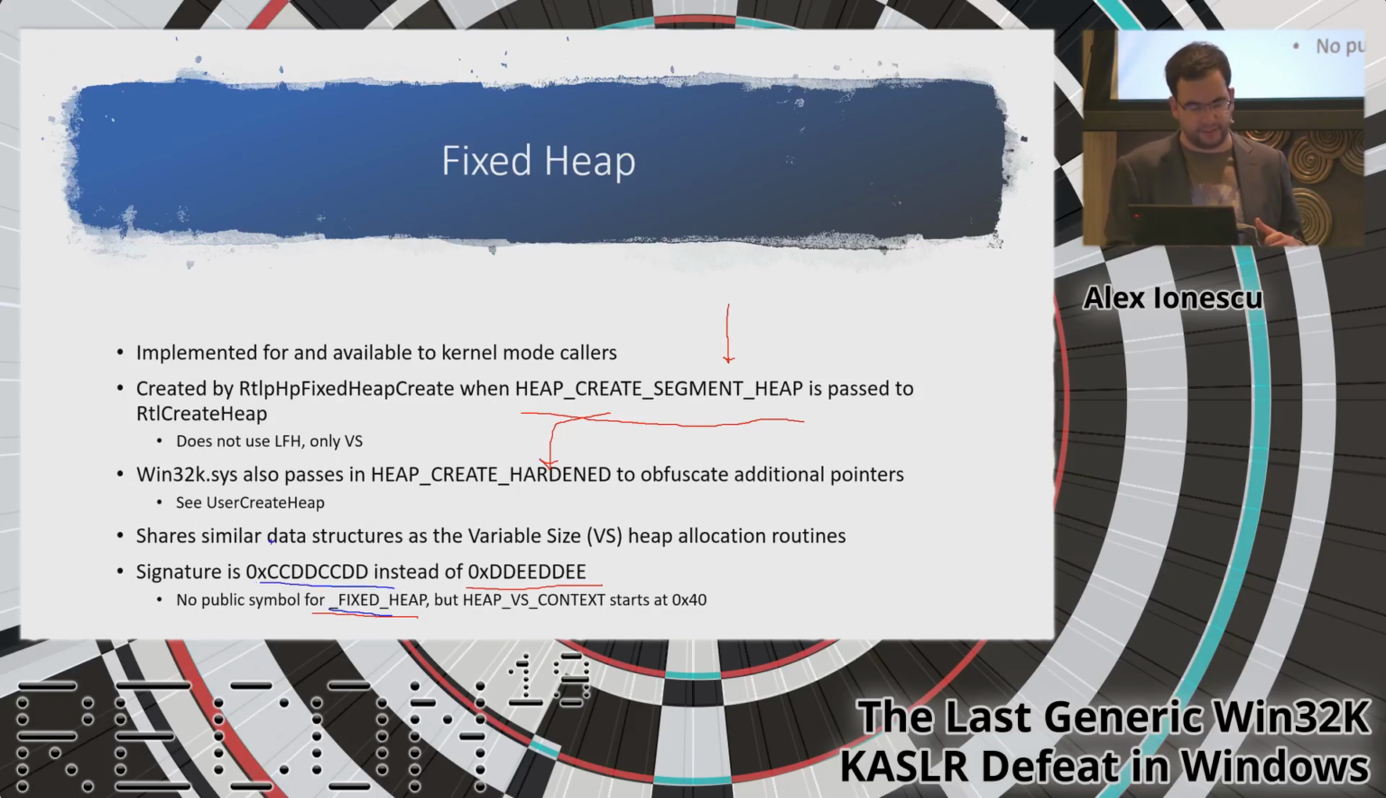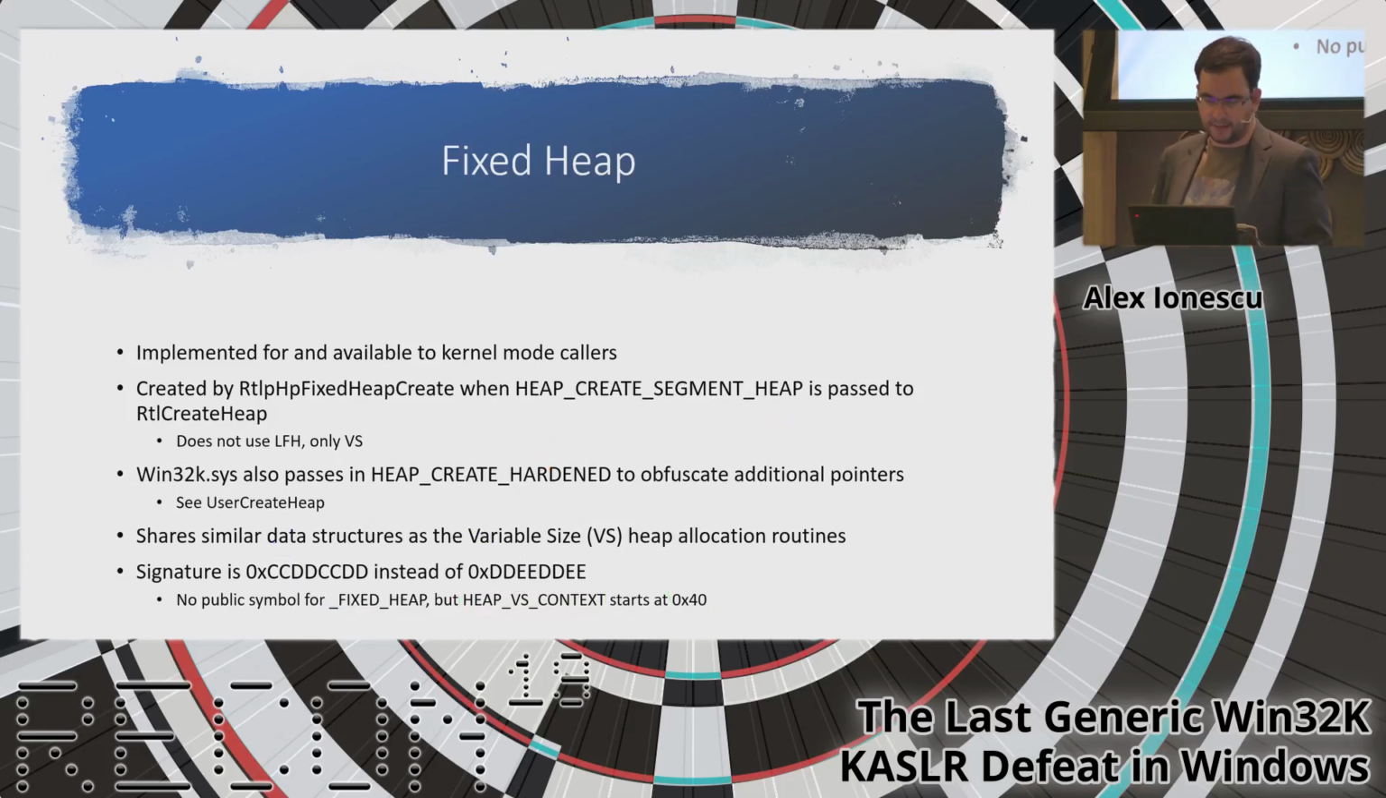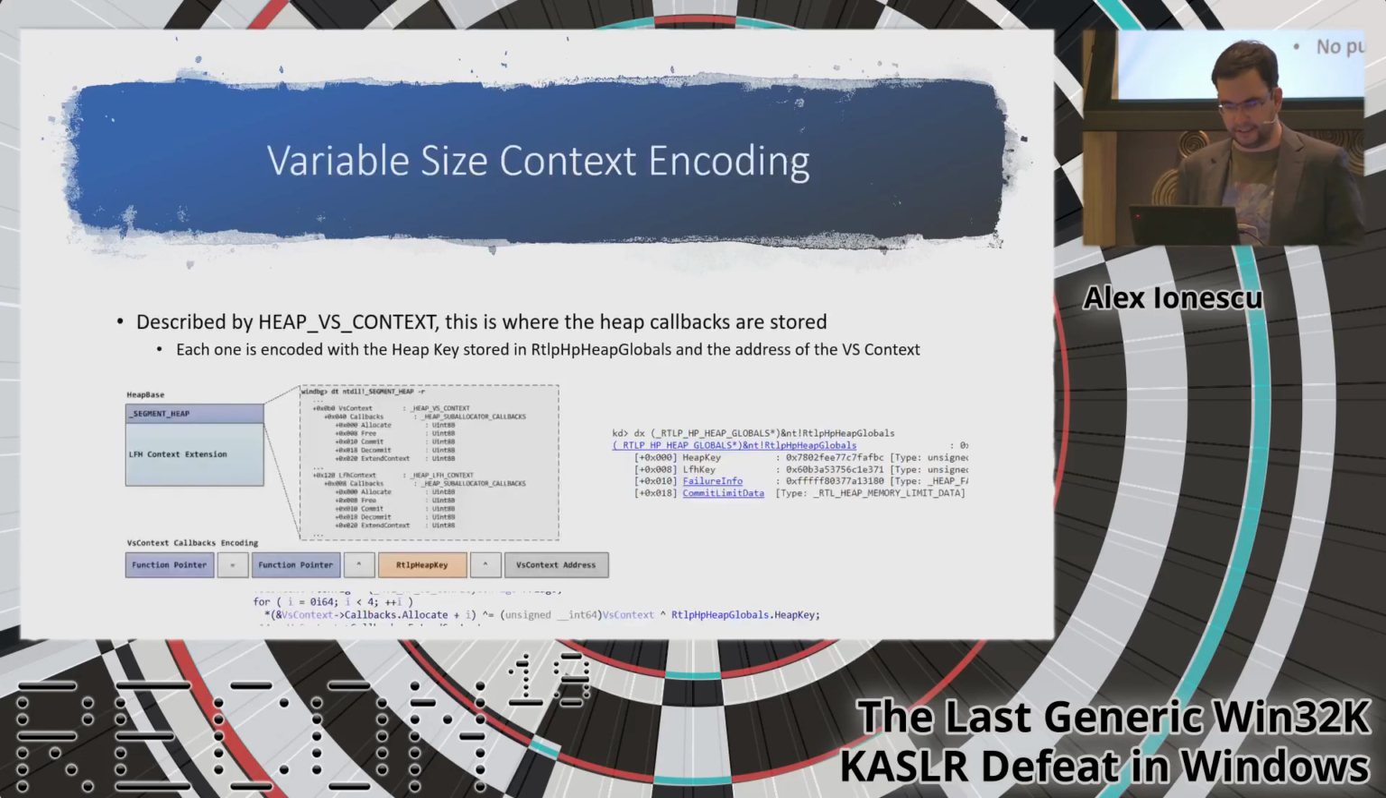So this tells you that you're looking at a fixed heap in the kernel versus a LFH segment heap in user space. But both of those data structures have inside of them a heap VS context, which is the interesting thing we're going to be looking at, the variable size context. In the case of the fixed heap, this starts at offset 40. Once you know that data structure is at offset 40, everything in public symbols works out, and you can start looking at it.